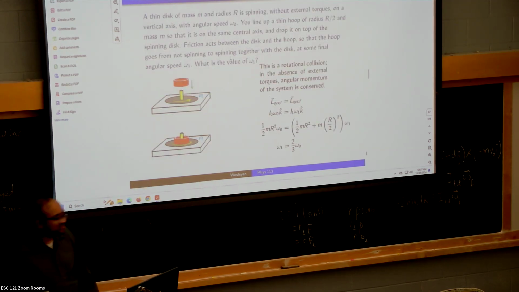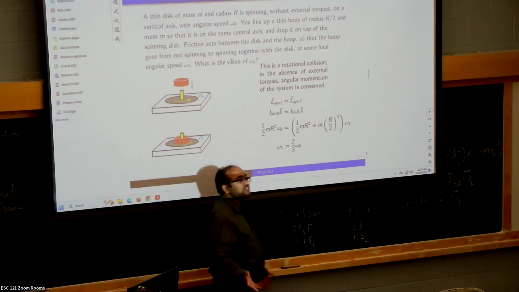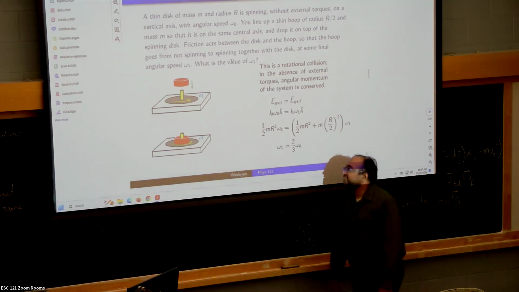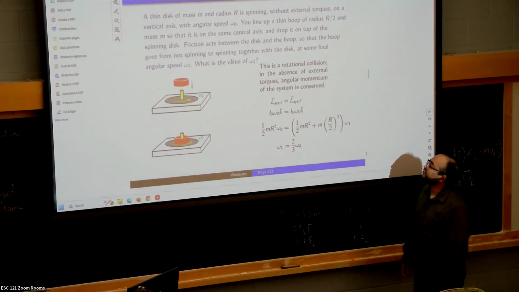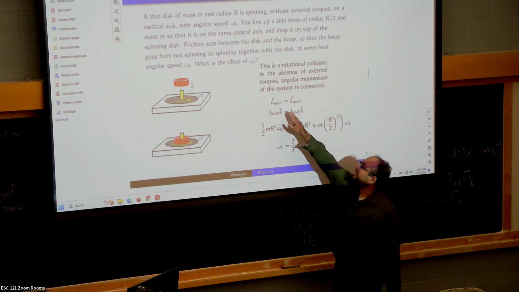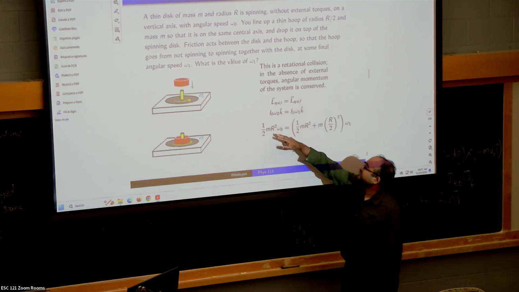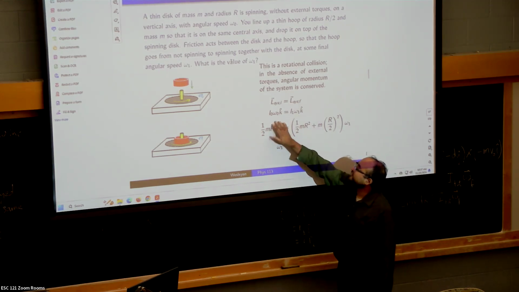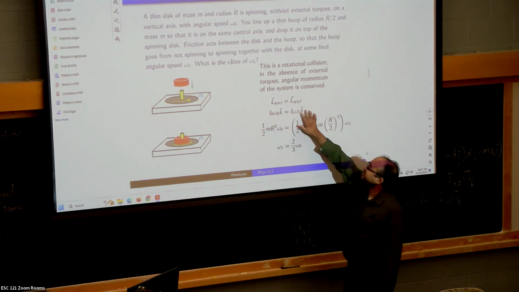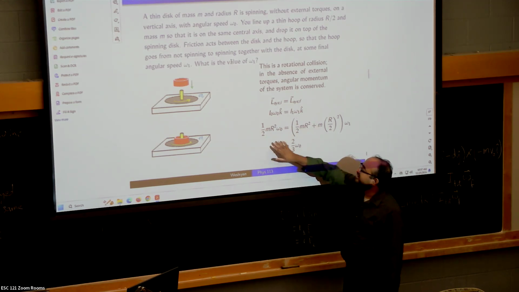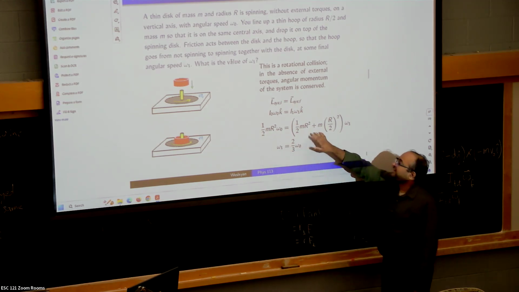Yes, I did. So this is a rotational collision, right? You can think of this as a rotational inelastic collision. And so no external torque, so angular momentum is conserved. So you have some I naught omega naught equals I1 omega 1. Initially, it is only the disk that is spinning. So you have 1/2 mr squared times omega naught.